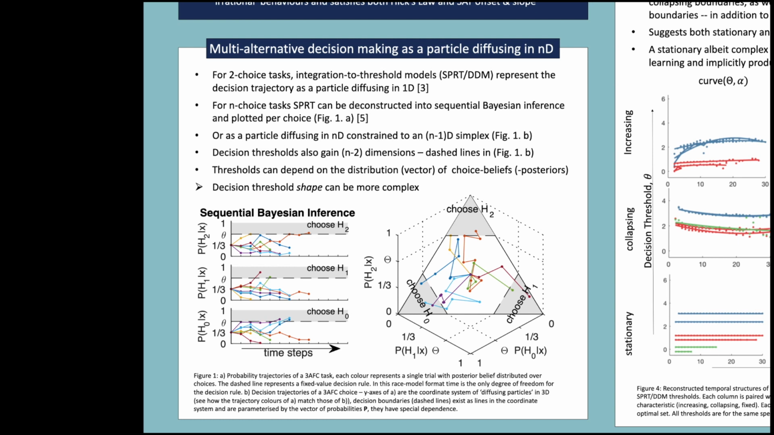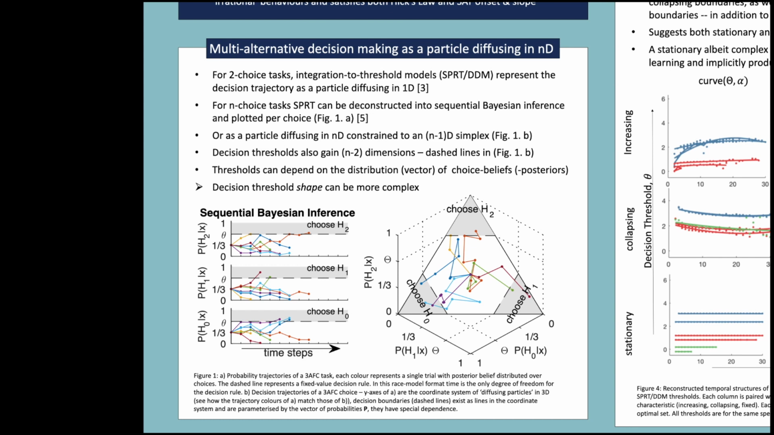Using the concept of the drift diffusion model, we can use the posterior values as coordinates, and in so doing, that gives us a representation of evidence accumulation as a particle diffusing in ND. So that's panel 2. Here you can see, if you match the colours from left to right, instead of having trajectories evolving in time, we have trajectories evolving in space. Doing this has really interesting geometrical consequences.